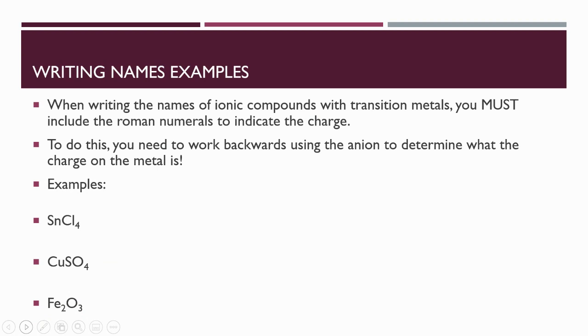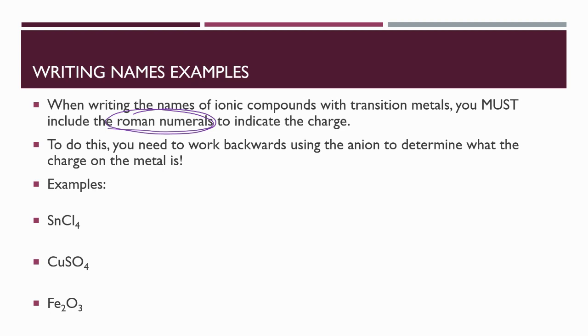This is a little more challenging because we do actually have to work backwards. When writing the names of ionic compounds with transition metals in them, you need to pay close attention. First, you need to notice that you have a transition metal. When you notice that, you need to be prepared to figure out what those Roman numerals are to include in the name. You have to include the Roman numerals to indicate the charge in the name.